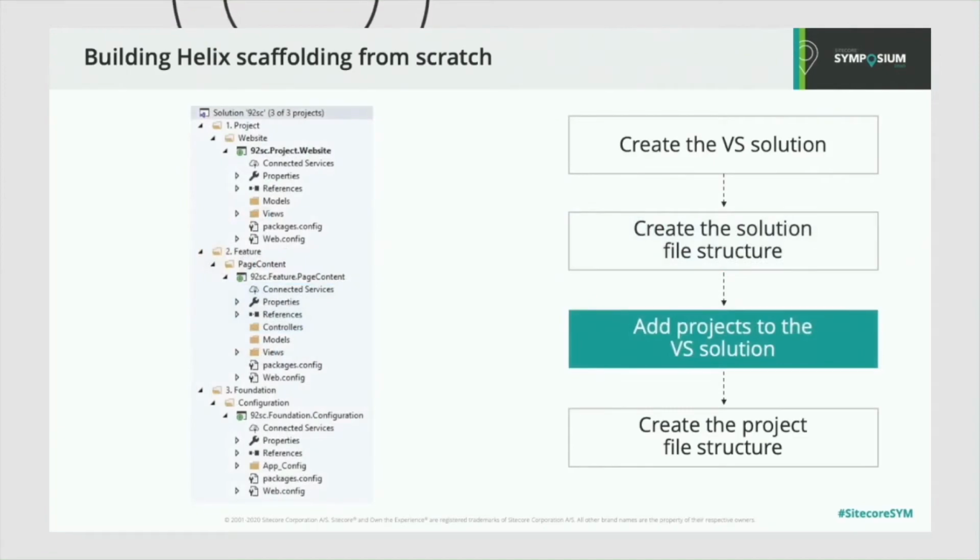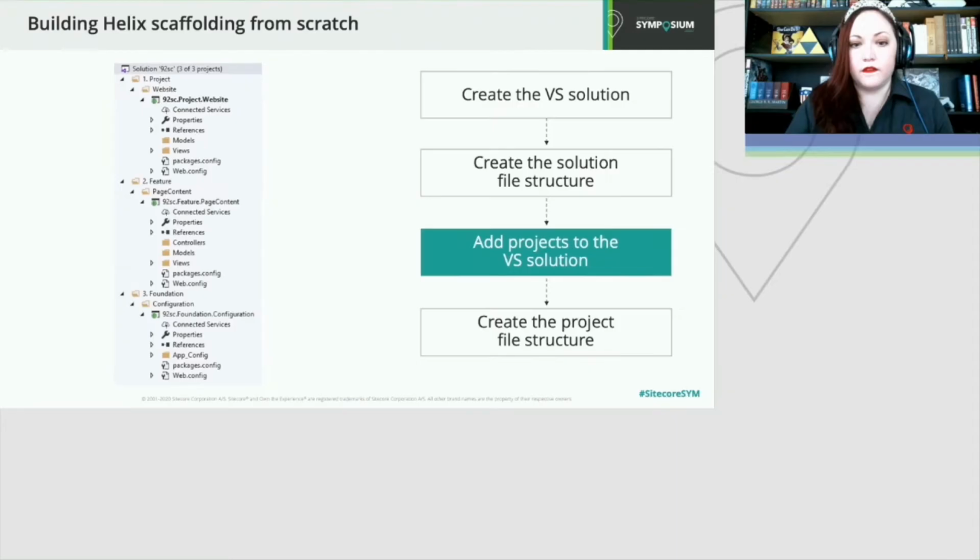And next, you need to add Helix modules or projects to your Visual Studio solution. And you would need to know the naming convention: prefix.layer.module. And then, of course, you would also need to know the version of .NET that you're using in your solution so that the version in your projects match the version in the solution. And you would also need to manually add references for MVC, Sitecore, Microsoft web development, anything that you would need.